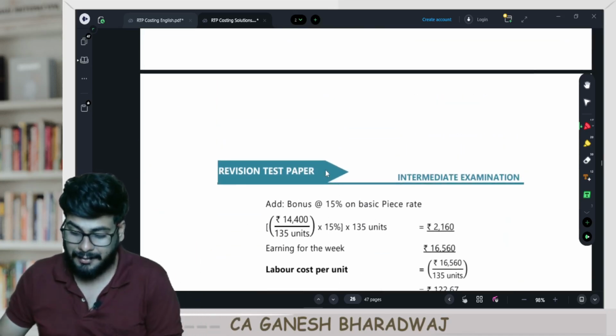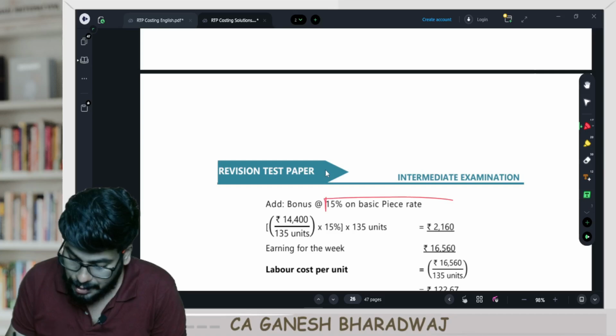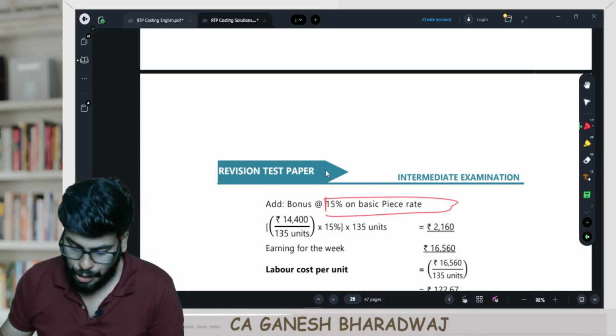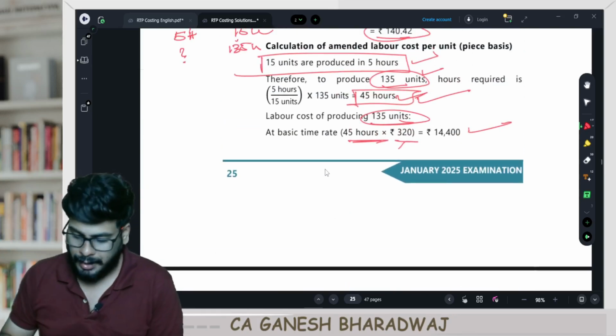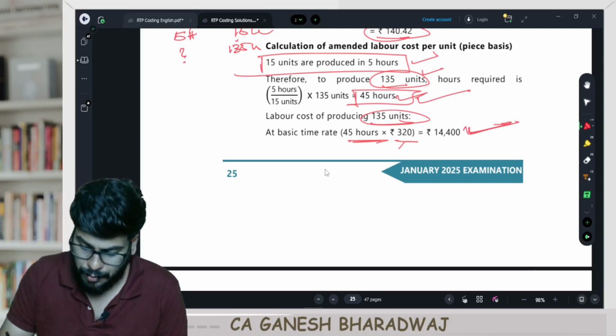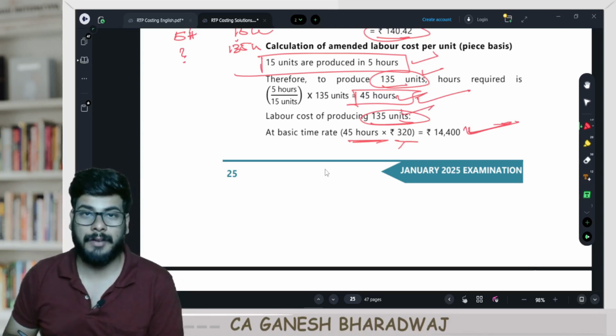They have said, look at this. They are paying a bonus of 15% on the basic piece rate. So how would you arrive at that? Currently, the company is paying how much? 14,400 is the basic rate. For how many units? To produce 135 units, correct?